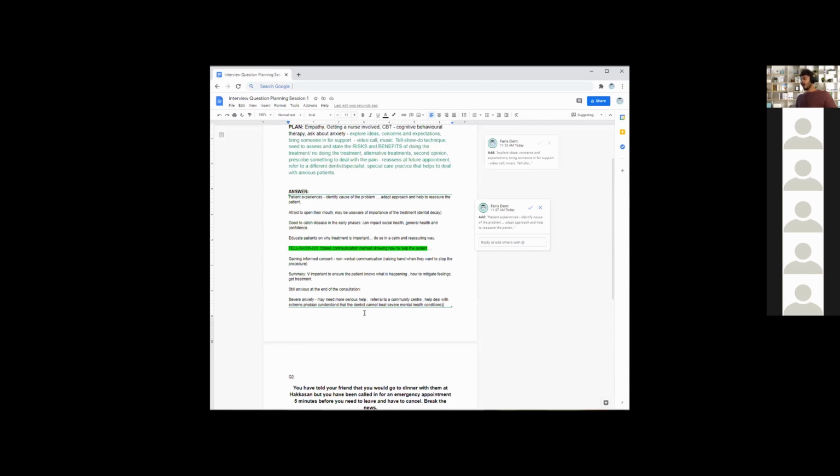Cool. So yeah, I think I'd agree with that statement. I did think that your structure was quite good. I liked how you worked through it. You took time with it. You went from talking about the fear that the patient might have with regards to opening their mouth and the fact they might be unaware of the importance of the treatment.